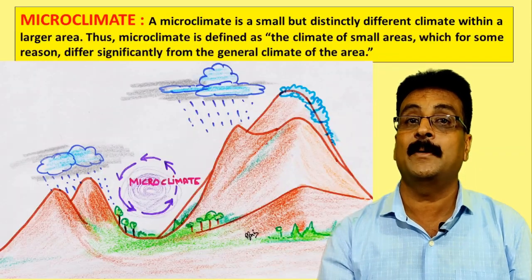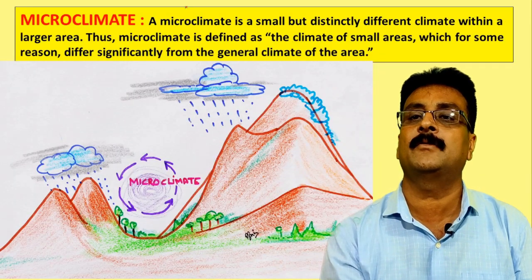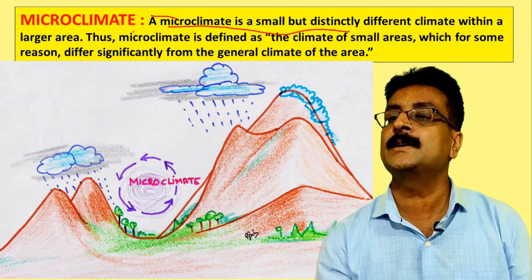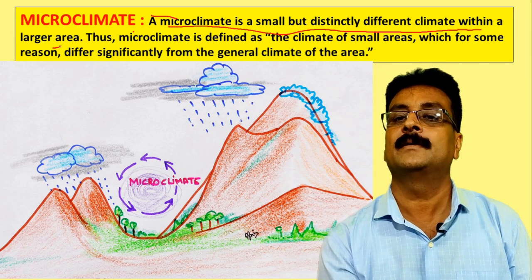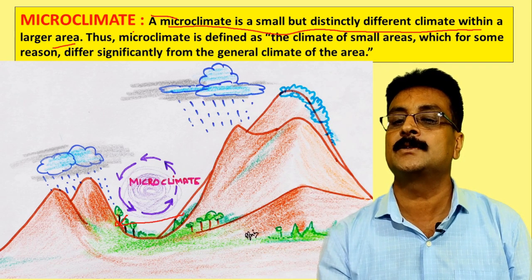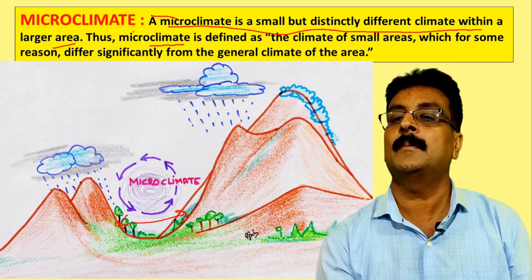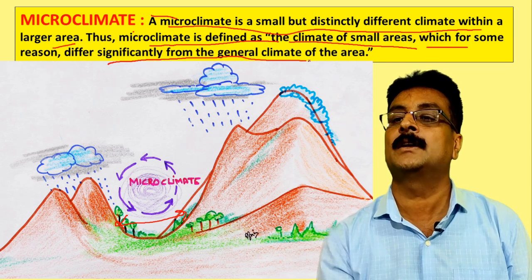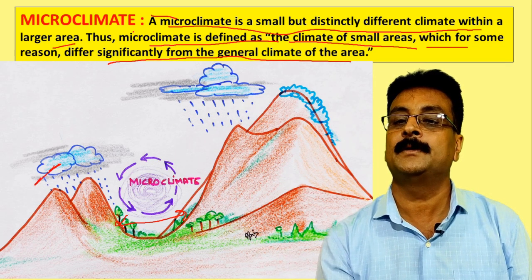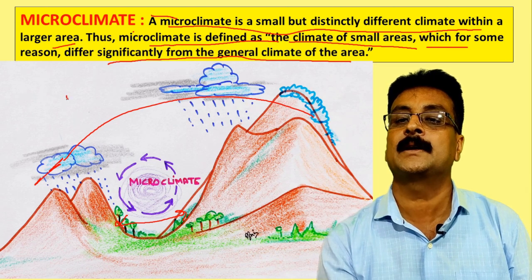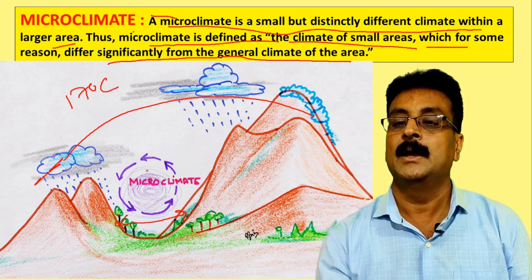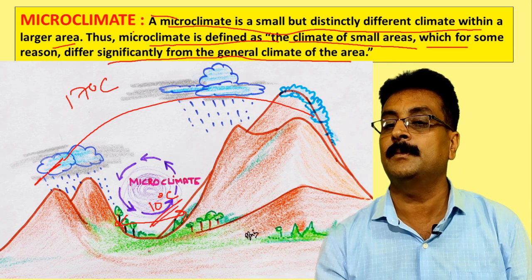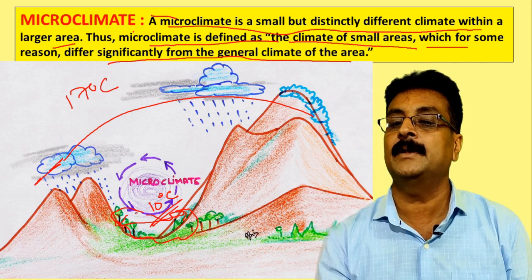So let's understand microclimate. What is the effect of importance of microclimate in our forest? A microclimate is a small but distinctly different climate within a large area. Small but different within a large area. A microclimate is defined as a climate of a small area which for some reasons differ from the general climatic area. So here, whatever general climate will be, let's take 17 degrees centigrade here, for example. Here it may be of only maybe 10 degrees centigrade. This may be the difference. Microclimate, a small area, different climate here is called microclimate.